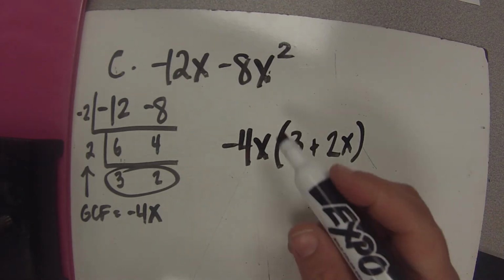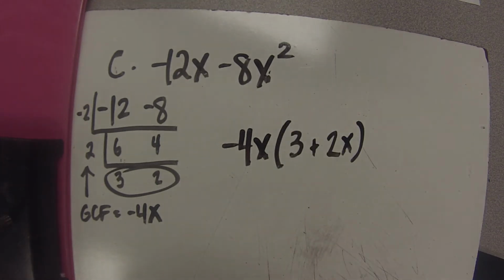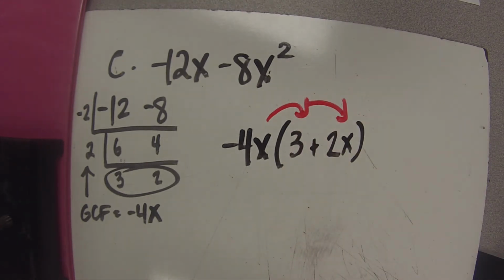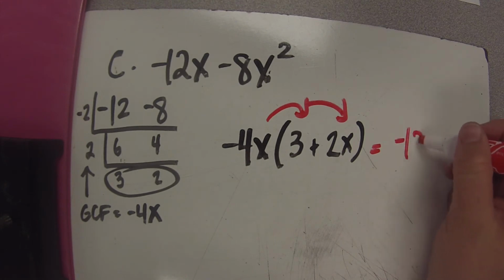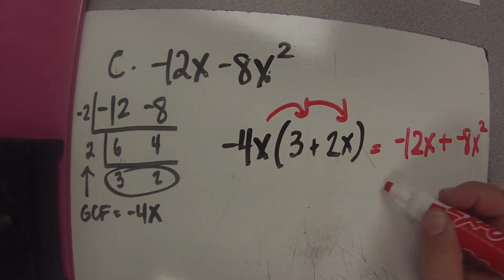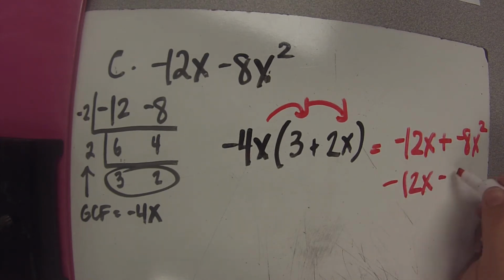And if I were to redistribute this in, and you can see from another color that if I were to redistribute this, you would get negative 12x plus negative 8x squared. And obviously that reduces down to negative 12x minus 8x squared, what I originally had. So we know we're good there.